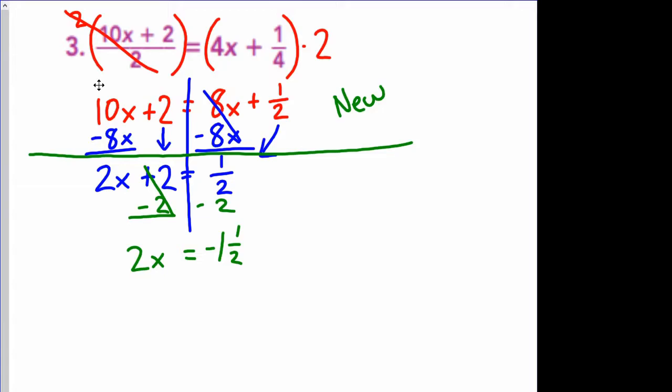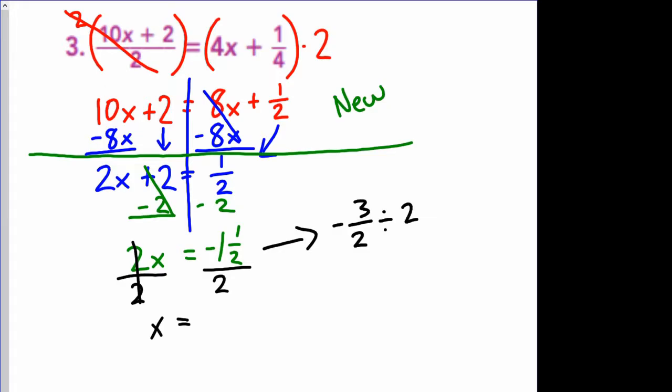Now, I need to find what 1x is, not 2x, so I need to divide by 2. Divide by 2. Now we have just 1x equals. So if I take negative 1 1/2, this is the same thing as negative 3/2 divided by 2, which is the same thing as negative 3/2 times 1/2, and I get negative 3/4. So my answer is negative 3/4. And that's my answer.